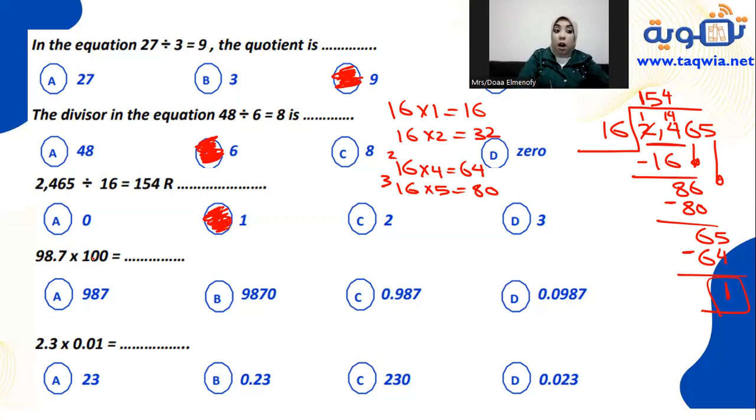98.7 multiplied by 100. When we multiply by 10, 100, or 1000, what do we have to do with the decimal point? We have to move it to the, yes, to the right. So here we have to move the decimal point to the right 2 places. So 1, but we don't have a digit, so for this reason, we have to put 0. So 1, 2. So here it's going to be 9,870.